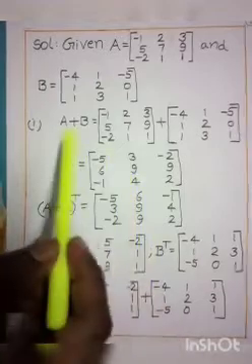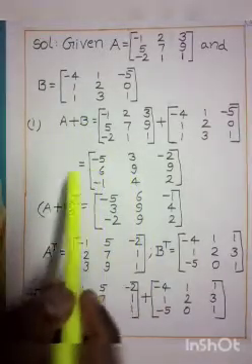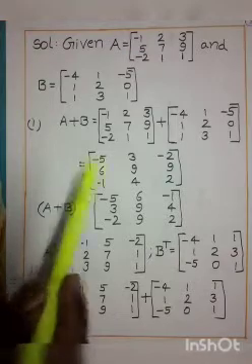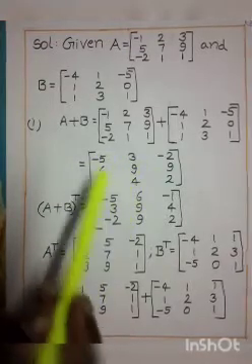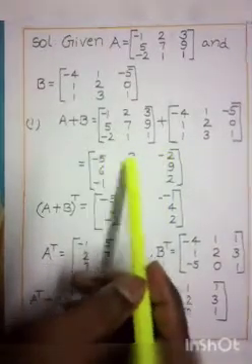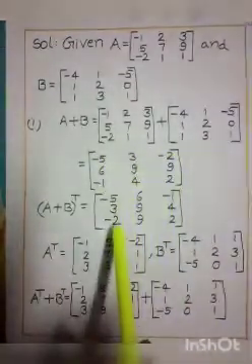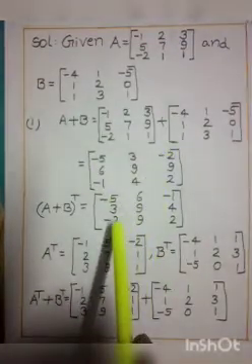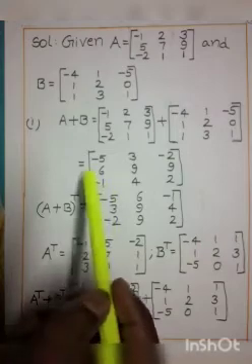Right. We found here A plus B. Now we find A plus B whole transpose. Means we have to interchange the rows and columns. Here the first row elements are minus 5, 3, minus 2. We write this first row as the first column: minus 5, 3, minus 2. Understood, my dear children?